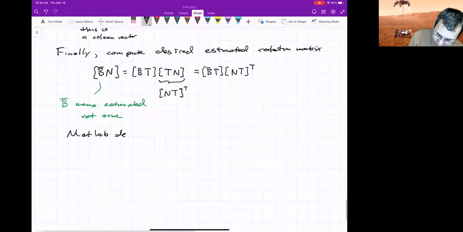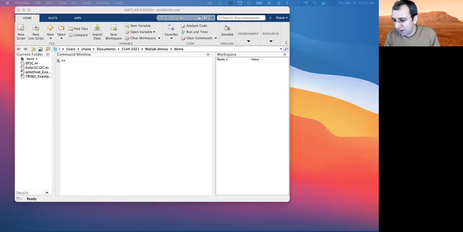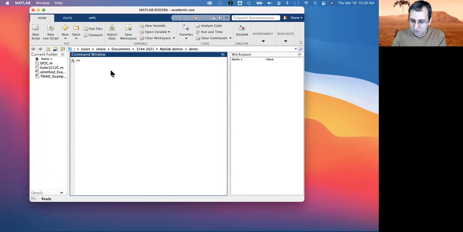So let's do a MATLAB demo. Here I will use some commands from that zip file that had all of the MATLAB algorithms contained in the book. I'm going to be following example 3.15 in the book, and so you could try this as well. We're going to try the triad algorithm.